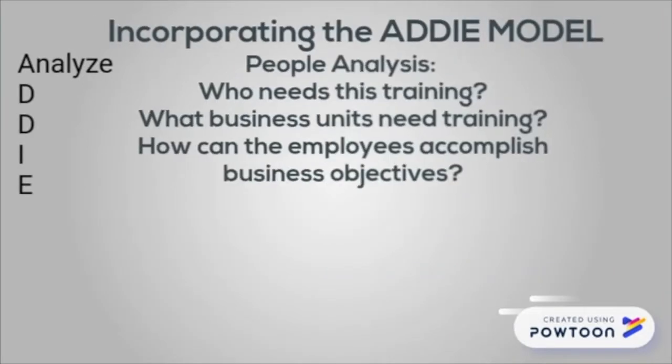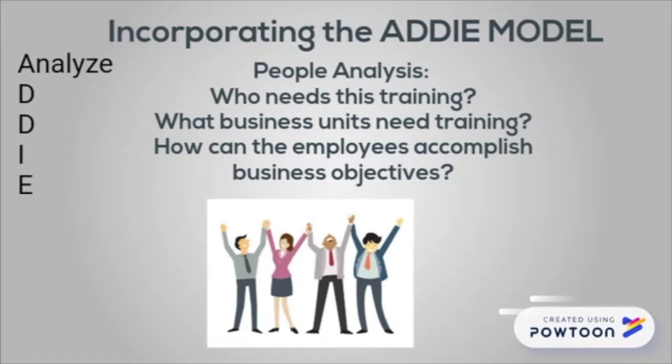If you find that your multinational team is not meeting its goals, the first thing to do is conduct a people analysis. You need to ask yourself, who needs this training? What business units need this training? How can employees accomplish their business objectives? And this will help give you a better sense of where to begin your training.